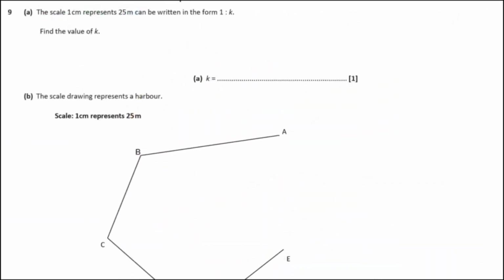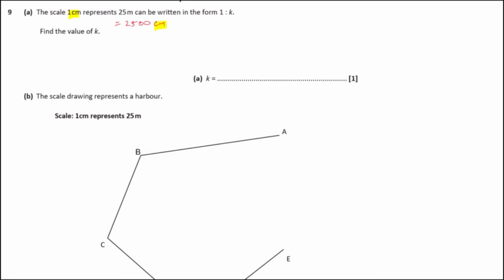Question 9a, the scale 1 centimetre represents 25 metres and can be written in the form 1 to k. Find the value of k. So we need to get the same units here, haven't we? So probably easiest to convert the metres first into centimetres. We can do that by times by 100 because there are 100 centimetres in a metre. Okay, so 25 metres is 2,500 centimetres. Okay, now they're both in the same unit, centimetres.